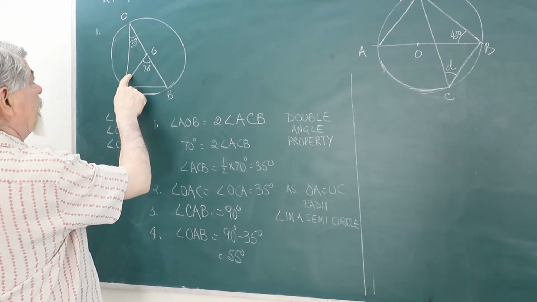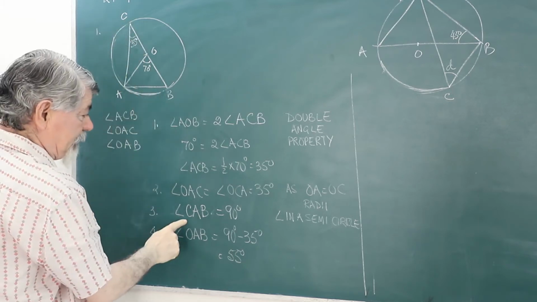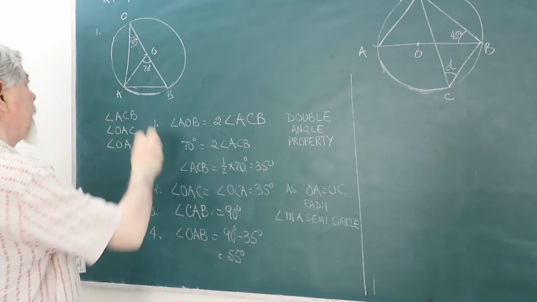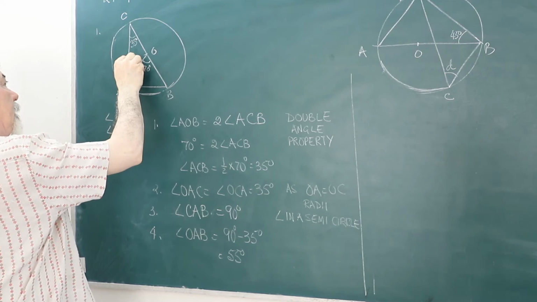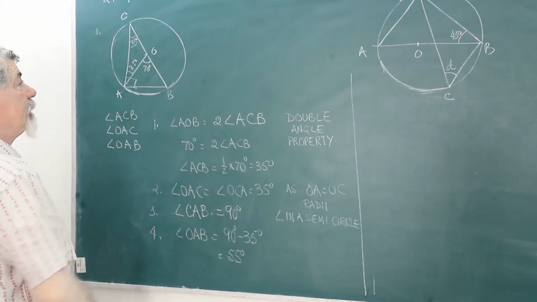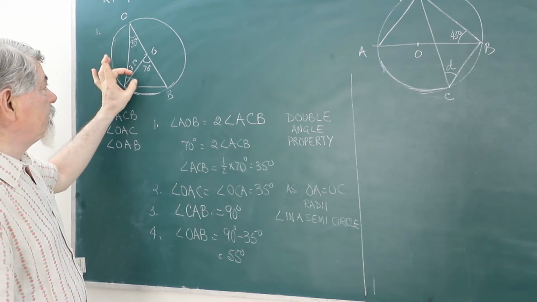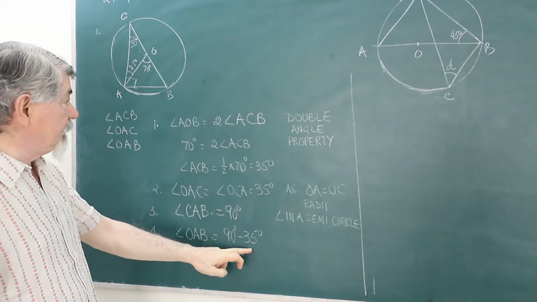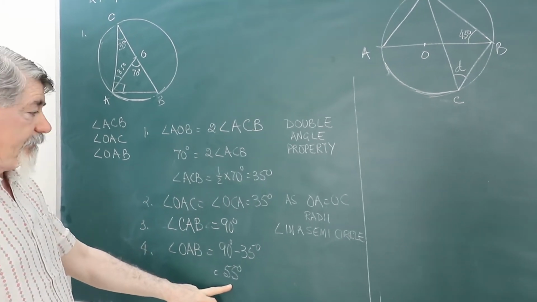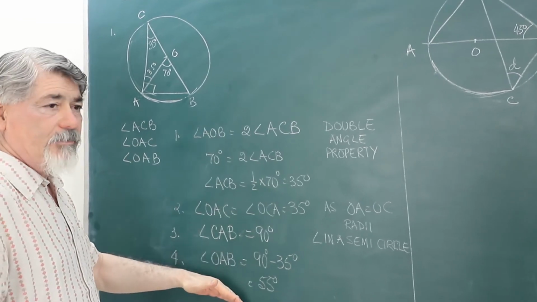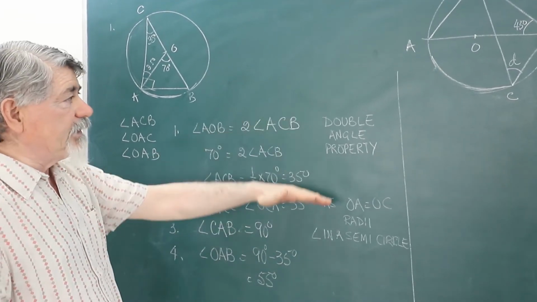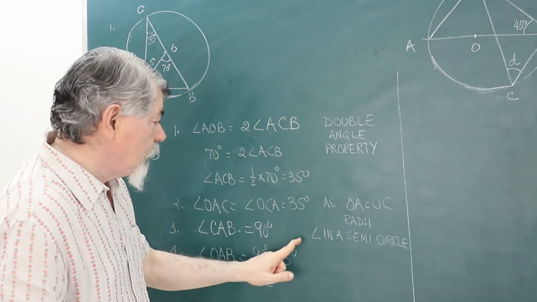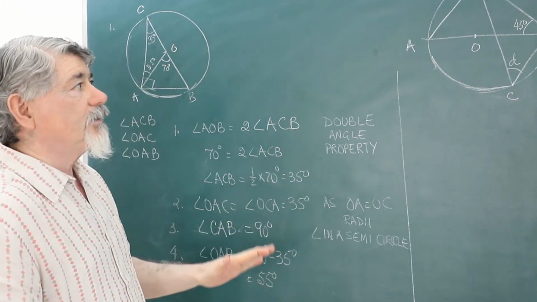Once I've got it 35, I said angle CAB is 90 degrees, angle in a semicircle. And since this angle is 35 and this whole angle is 90 degrees, from 90 I subtracted 35 to get angle OAB, which is 90 minus 35, equal to 55 degrees. So we've got all the three angles he required, and we must write the reasons, like we wrote double angle property, or as OA is equal to OC, radii, or angle in a semicircle. We must write the reasons.